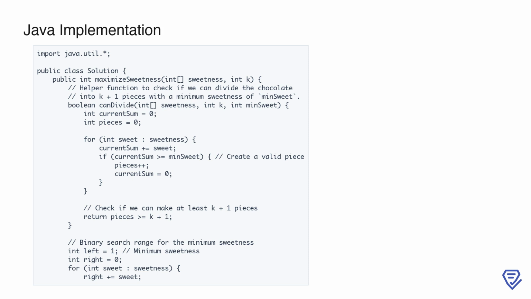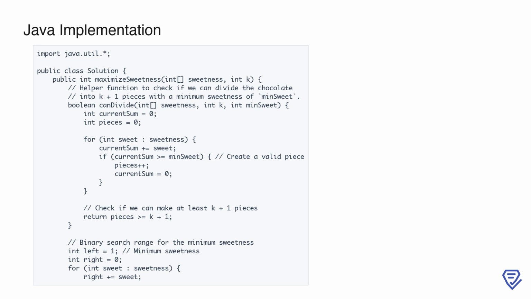The function operates by iterating through the sweetness array, accumulating the sweetness values into current sum. Whenever the accumulated sweetness meets or exceeds min sweet, we count it as a valid piece, reset current sum, and continue. Finally, the function returns true if the total pieces are at least k plus 1.